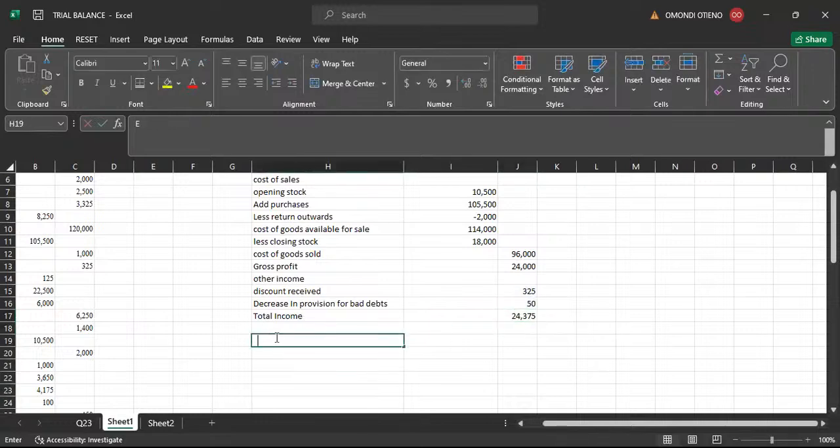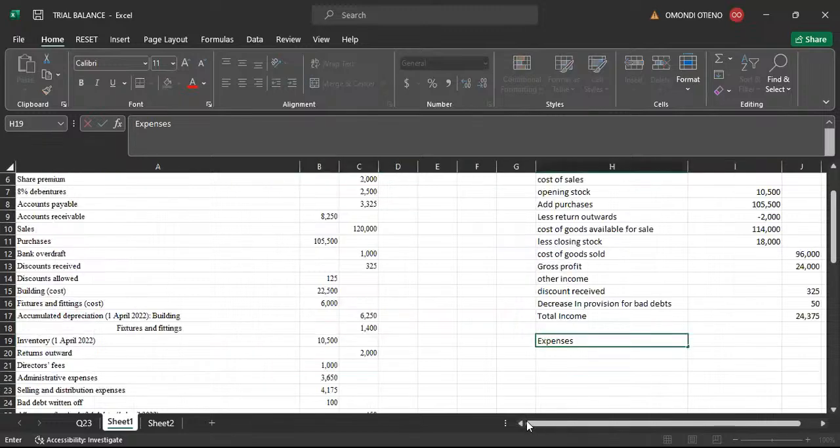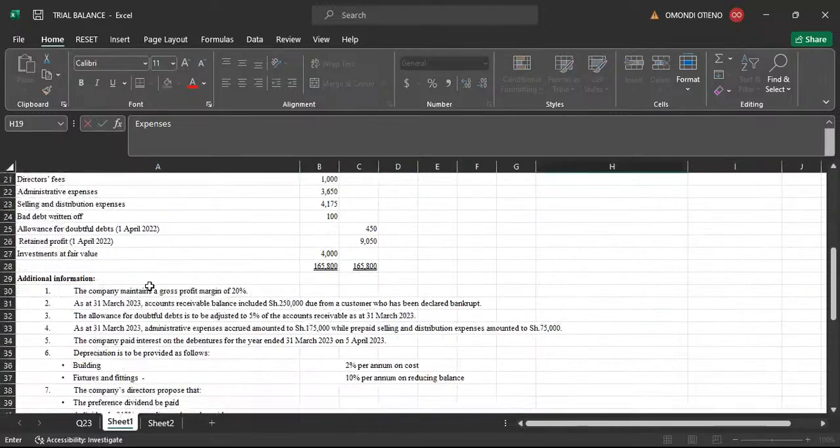We come to the expenses. Expenses section here. Do we have any expense that is touched under additional information? The first one that we are able to see is bad debts written off. The value of bad debts written off has increased.